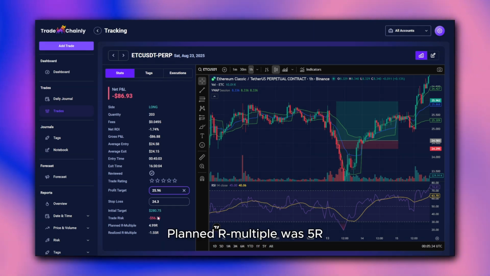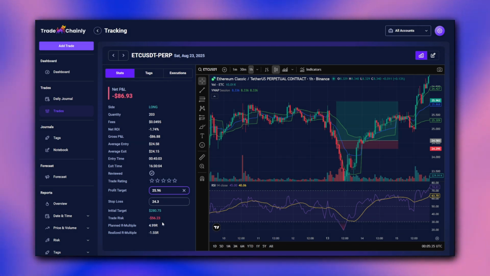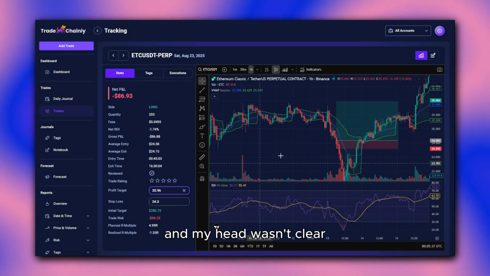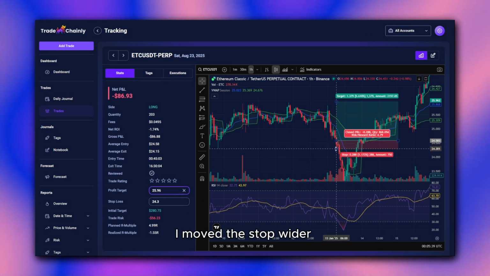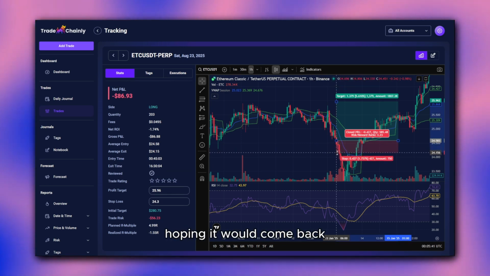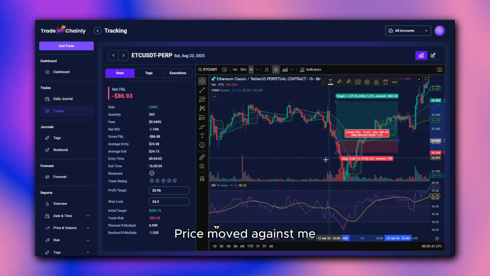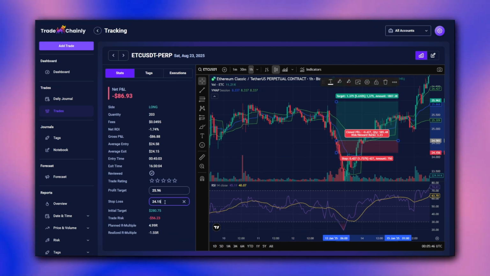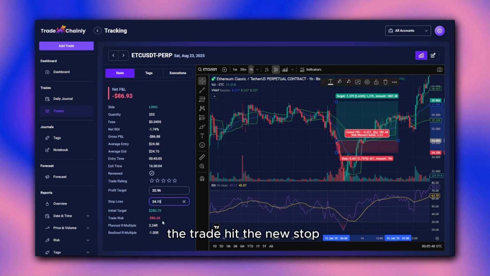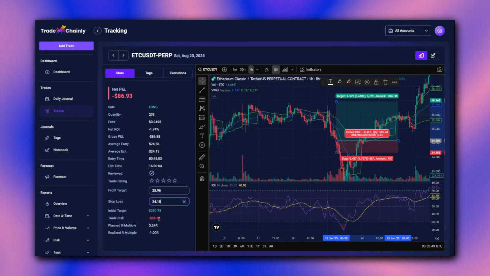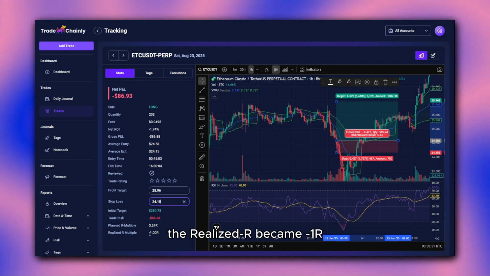Entry was at $24.58. Stop loss order was set to $24.03 with small risk of $56 and initial target of $280. Planned R multiple was 5R, but after a long losing day and my head wasn't clear, I moved the stop wider and then held on hoping it would come back. Price moved against me. Risk doubled, and ultimately the trade hit the new stop and I lost $90. The realized R became -1R.